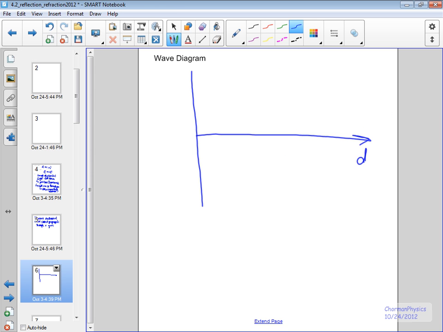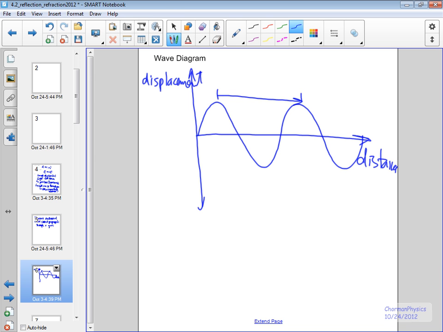All right, so let's take a look at a wave diagram. Look at the displacement of the particles with the distance along the wave. This is displacements. So some quick things to point out here. The anatomy of a wave: the distance between here and here is what we will call the wavelength. This distance right here is the amplitude.